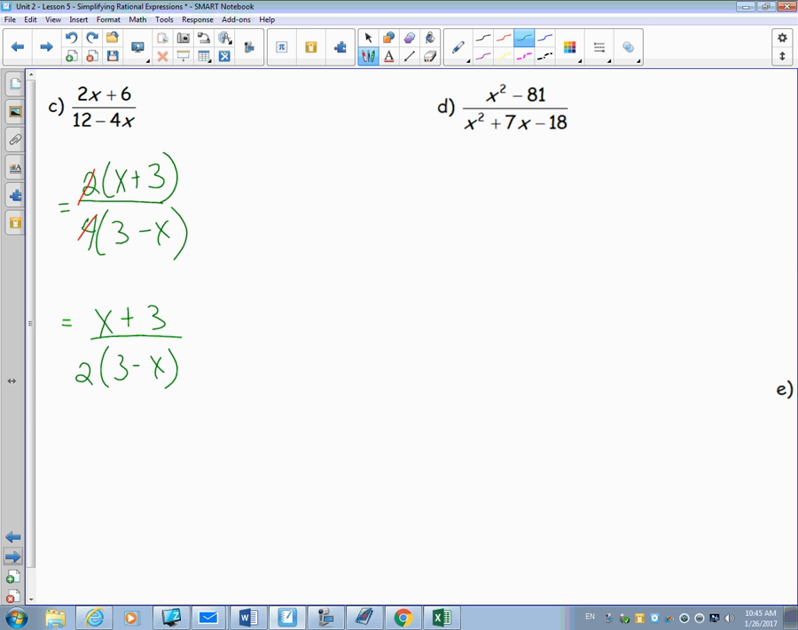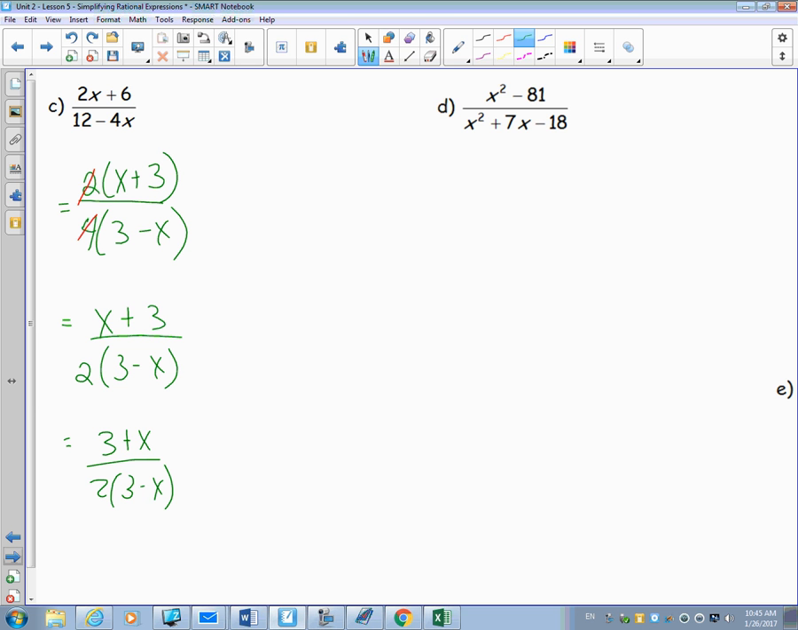Now, x plus 3 and 3 minus x, those seem awfully close to each other, right? But are they the same? Can I change the order and make them the same? Is x plus 3 the same as 3 plus x? Sure it is. And can I make these the same? No. 3 plus x and 3 minus x are going to be different things.